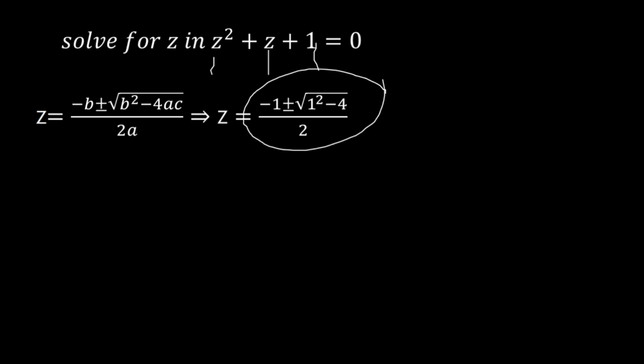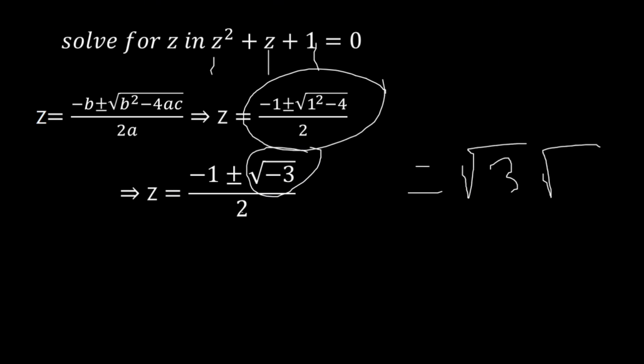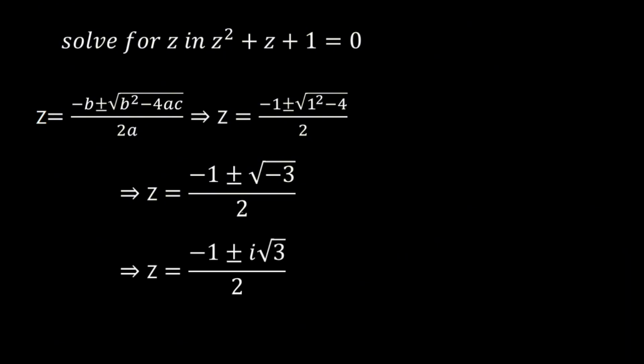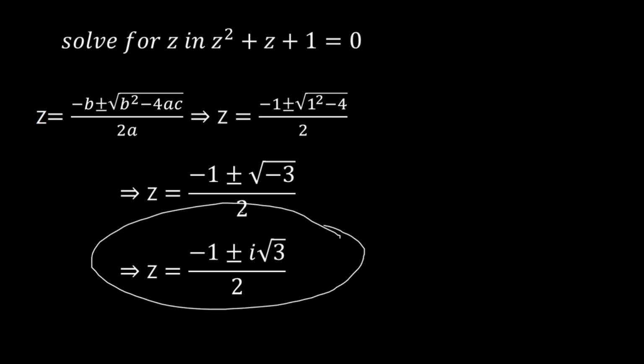Okay, we can further simplify this. You have z is equal to minus 1 plus or minus the square root of minus 3, all over 2. And the square root of minus 3 is equal to what? Root 3 times root of negative 1, that is root 3 times i. So you simplify to the half of root 3 times i, and this is the final answer for z. Therefore, z has the positive and the negative part.